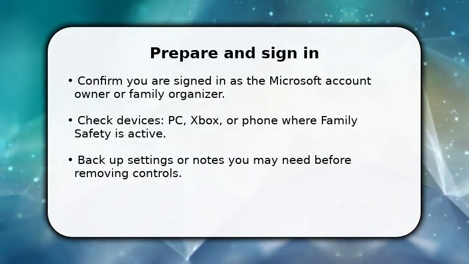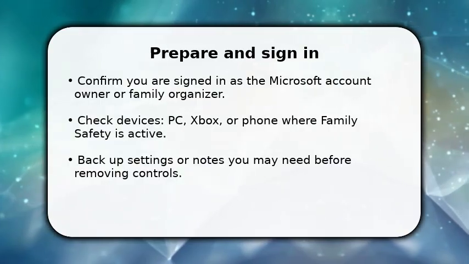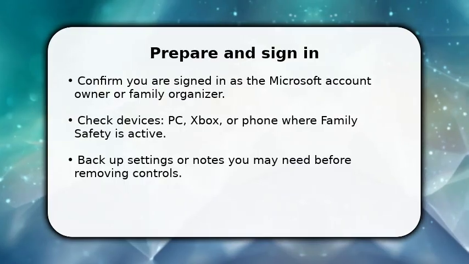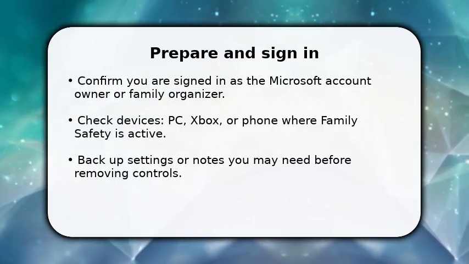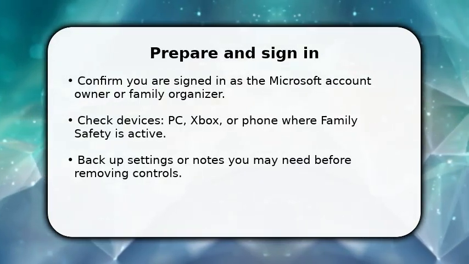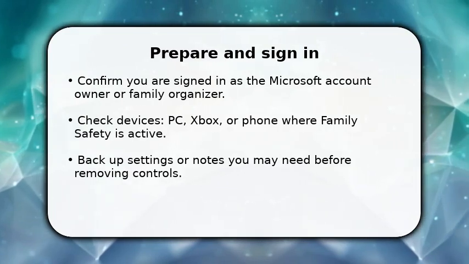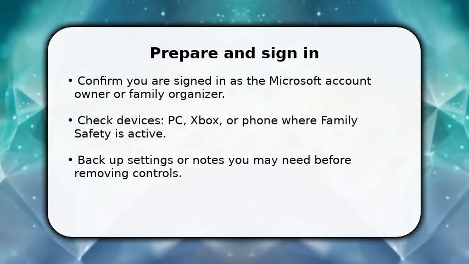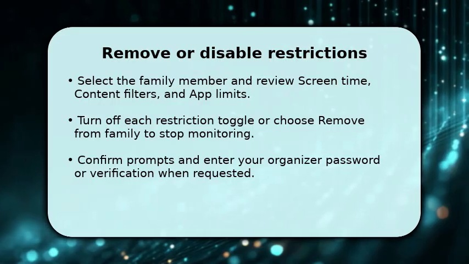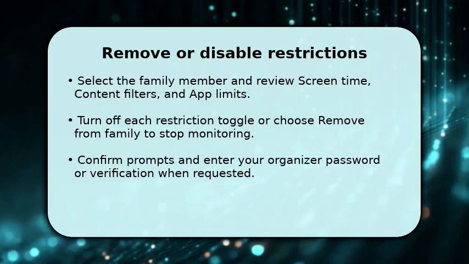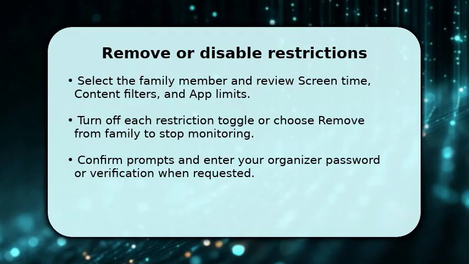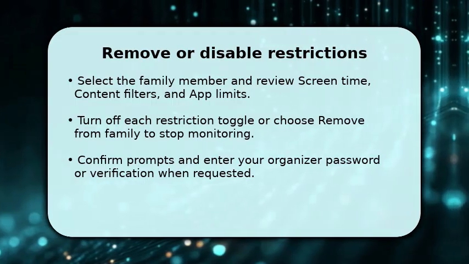Make sure you've noted any important activity reports or screen time rules you might reuse later. If you are on a device, confirm it's connected and synced so changes propagate immediately. This avoids orphaned restrictions. Once you've opened the member's profile, go through screen time, content filters, and app and game limits and turn off each toggle you want disabled.